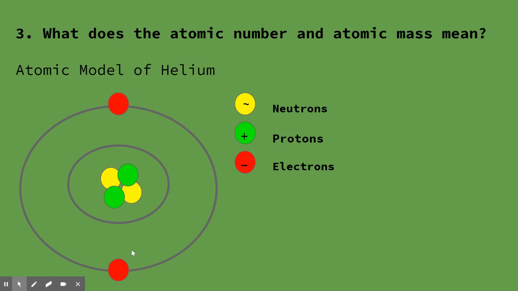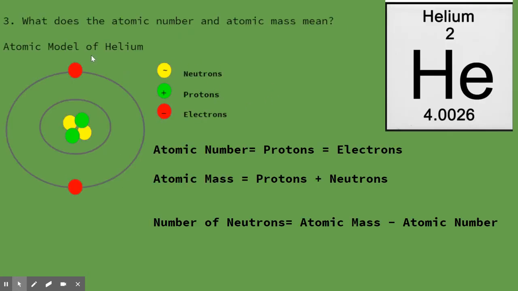So what does that have to do with the atomic number and the atomic mass? Well, how we find these numbers is based on the atomic number and the atomic mass.